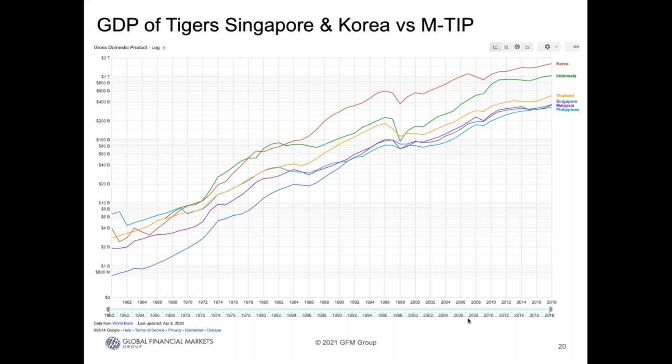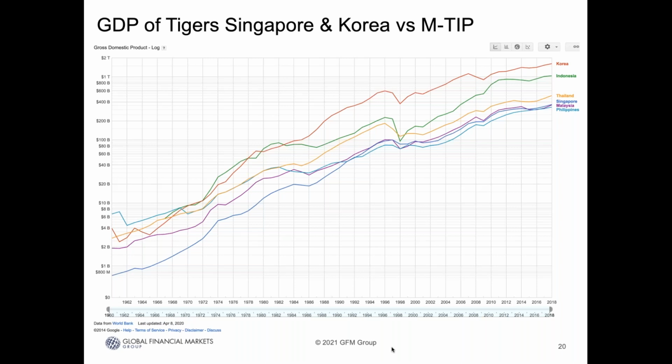One real standout here, of course, is Singapore. You'll notice that the smallest economy by far back in 1960 was that of Singapore, which makes sense. There were less than 2 million people on the tiny island of Singapore at the time. And now Singapore's economy is larger than that of Malaysia and the Philippines. Philippines has over 100 million people. Malaysia has about 30 million people, so many times the population of Singapore.